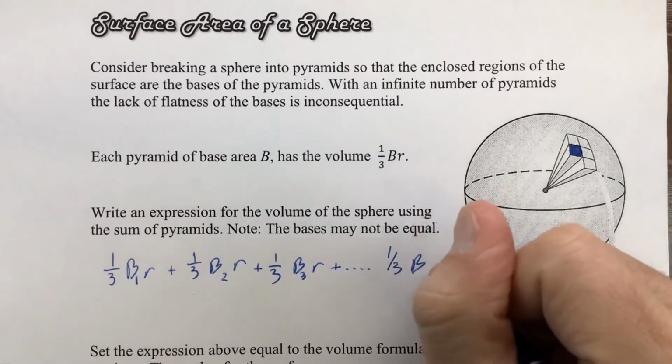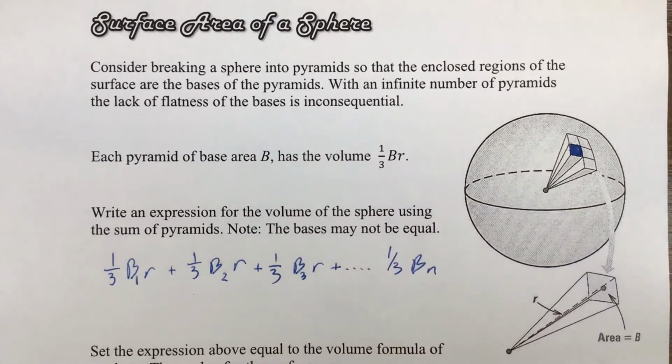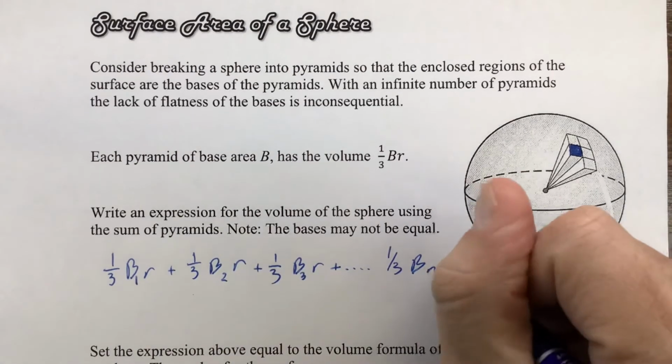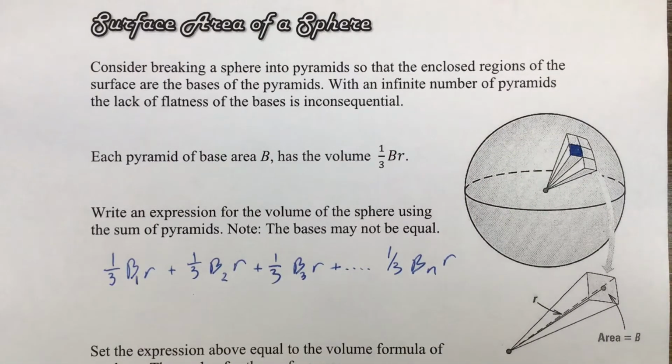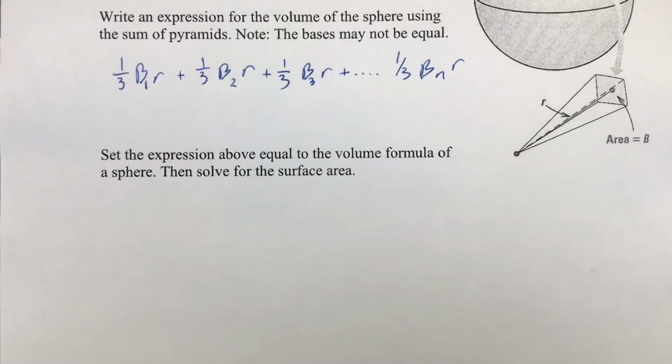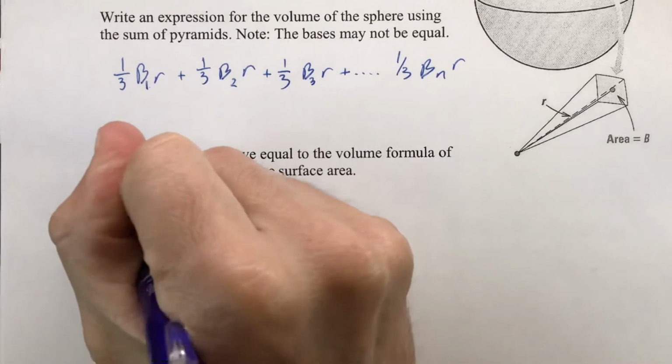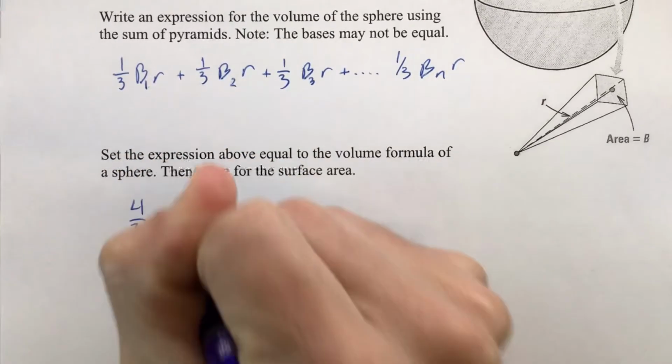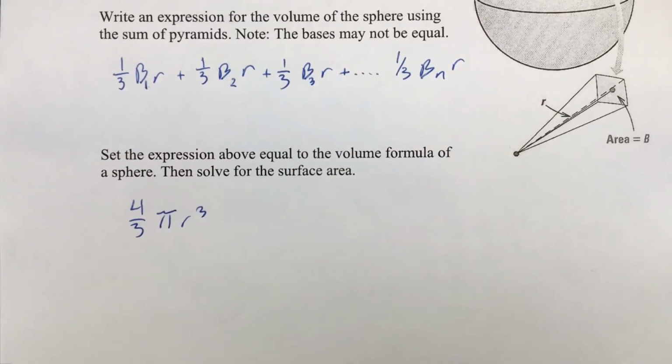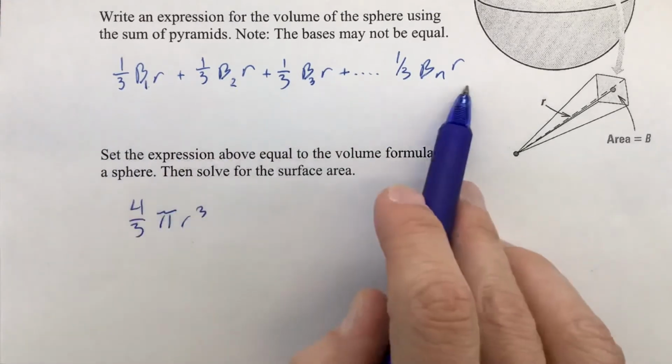Okay, and then we'll continue to add them on all the way until you get to, let's just call it Bn. Okay, the aim is for infinity, but we'll just call it Bn. Okay, whatever our last would actually be. Okay, and that represents the volume of the sphere. It's the sum of all of the pyramids put together. So the thing is, we already have a volume formula for the sphere, which is 4/3 pi r cubed. So what I'm going to do is take this volume formula that we know to be true and set it equal to this sum.